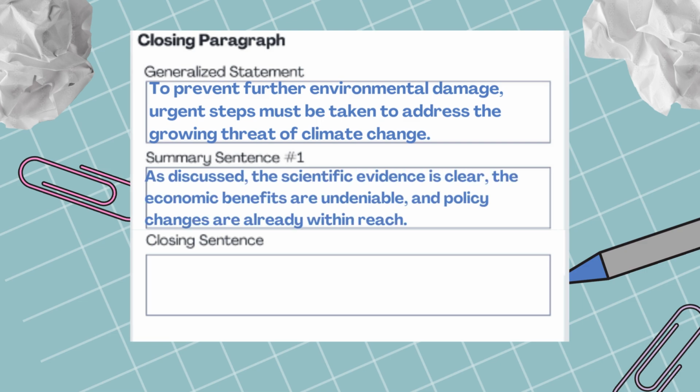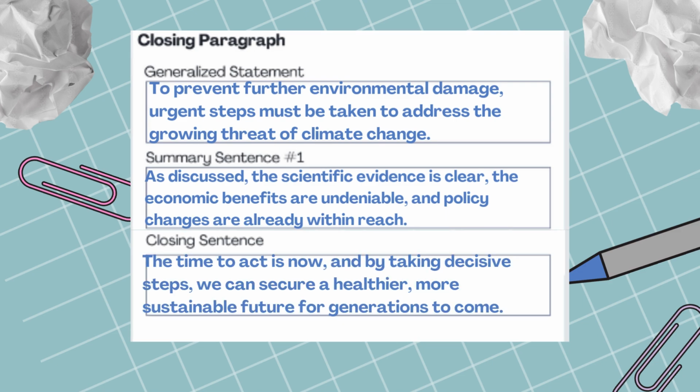For the sake of this example, I used one summary sentence. As discussed, the scientific evidence is clear, the economic benefits are undeniable, and policy changes are already within reach. Now this summary sentence acts as if I had paragraphs about the scientific evidence supporting climate change, the economic benefits of ending climate change, and policy changes that are being instated to make things better. And finally, my closing sentence, the time to act is now. And by taking decisive steps, we can secure a healthier, more sustainable future for generations to come.